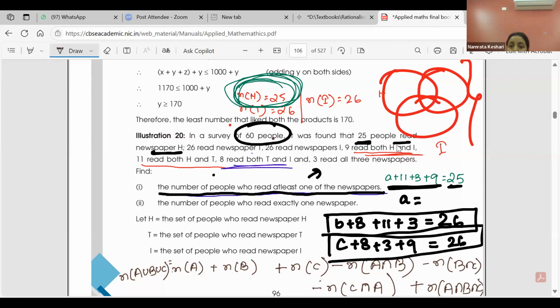While counting the numbers, please be careful. There is a chance that you will end up counting the same number twice. That's why I am telling you to fill the data: here you have A, here you have B, here you have C. So you will add A, B, C, then you will add the common ones. That means 9 read H and I, 11 read H and T, 8 read T and I, and 3 read all. This way you will add A plus B plus C plus 8 plus 3 plus 9 plus 11. Clear?